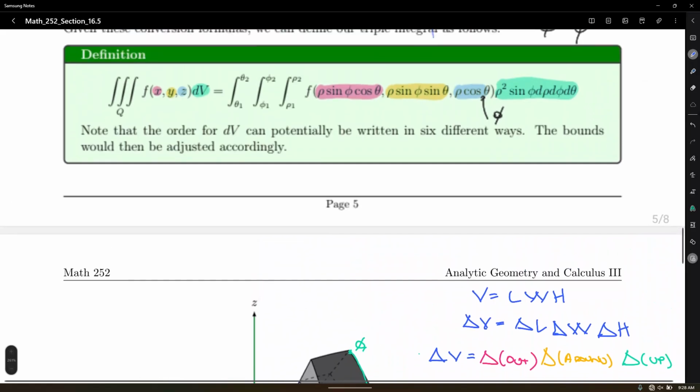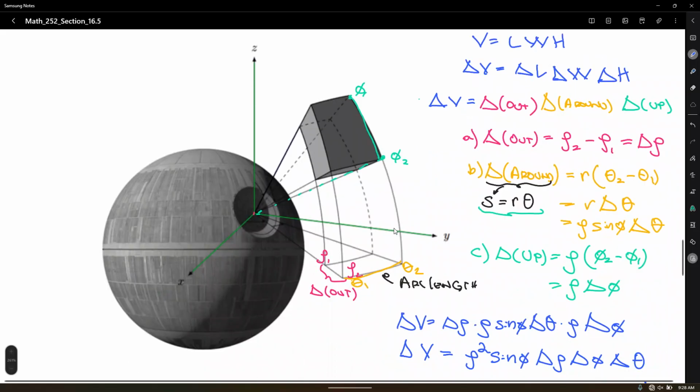Doesn't that match with what we have over here? Okay, let me go back. Yes, rho squared sine phi d rho d phi d theta. And that's where it comes from. It's a basic geometry idea behind putting together some ideas from trigonometry such as arc length and terminals minus initials, all about deltas. All right, how about we evaluate our first integral in spherical coordinates?